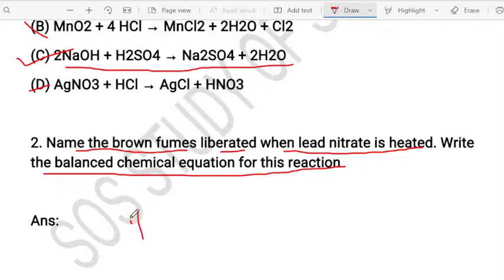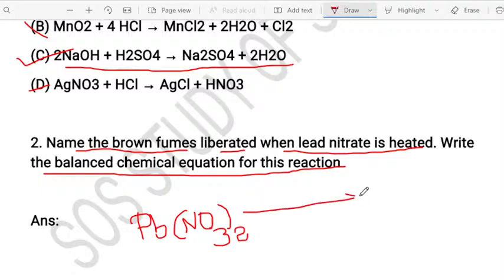See, lead nitrate is represented by Pb(NO3)2. Okay, if it is asked in the examination for 2 marks, do represent the chemical equation also. Pb(NO3)2 is the lead nitrate. As it is undergoing decomposition in the presence of heat, this will happen, dear students. So you must always write heat.